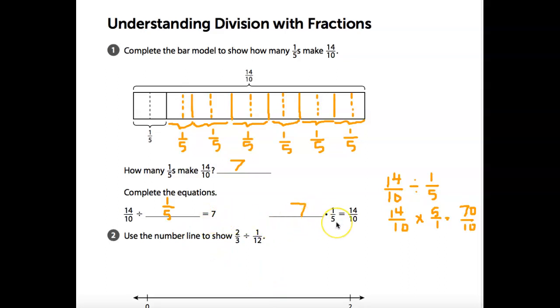All right, and then the opposite of that, 7 times 1/5 will equal 14/10. 7 times 1 is 7, and 1 times 5 is 5. And if we want to change that to tenths, 5 times 2 is 10, and whatever we do to the bottom, we have to do to the top. So we get 7 times 2 is 14. So 14/10. All right? Okay, let's go on to the next one.